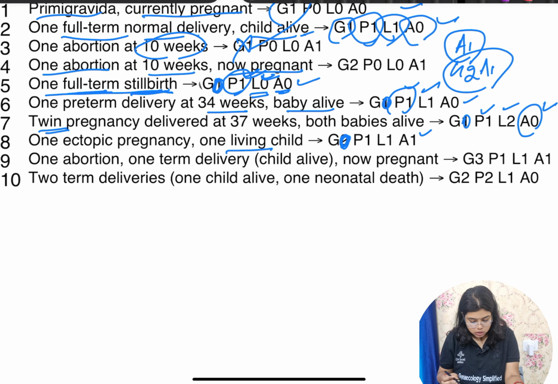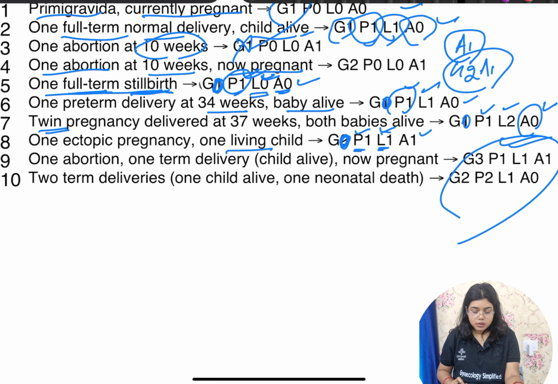Which has crossed the period of viability. Obviously, if a child is living, she must have crossed the period of viability. That's why she is living. So, crossed the period of viability, that is para 1 and living 1. And these two, 9th and 10th, you solve it and just tell me what is wrong in this formula and comment down in the comment section.